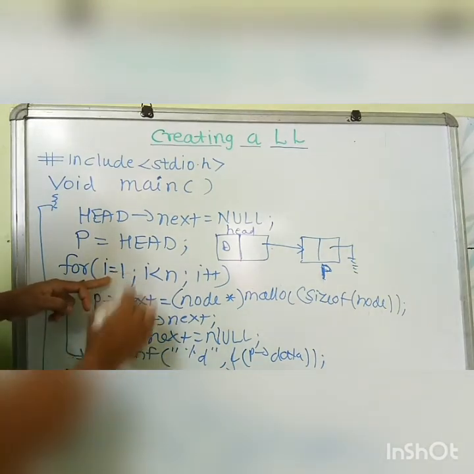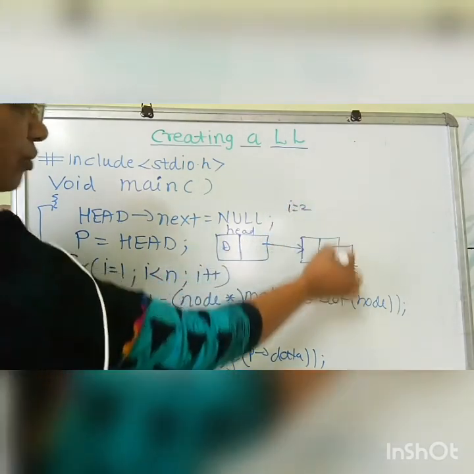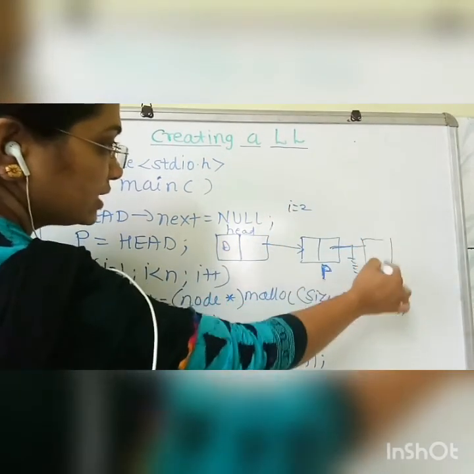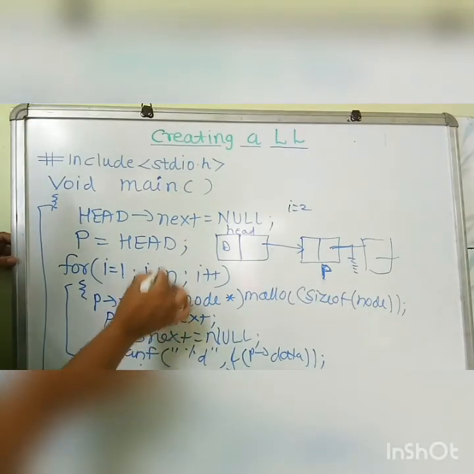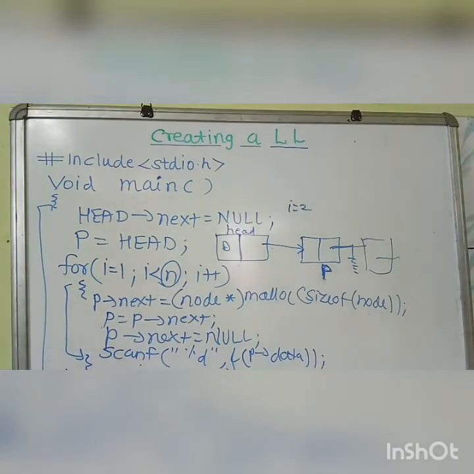How will it recall itself again and again? When i equals 1, it will execute this. When i becomes 2, it will allocate p pointer next, and so on up to the n number of elements. It will call itself and assign the memory, then acquire the data elements and make the next pointer null. So this is all about how to create a single linked list.